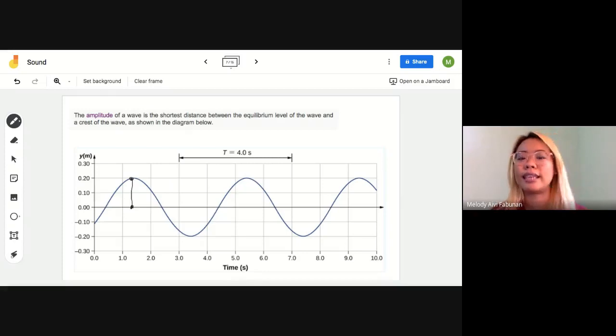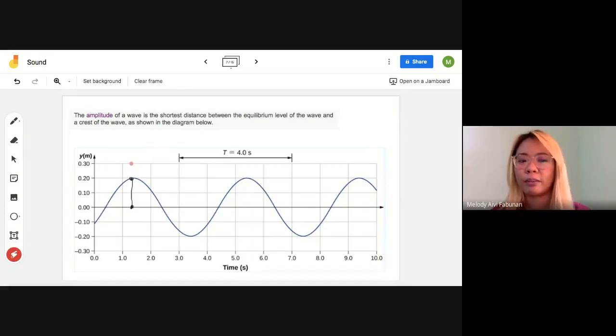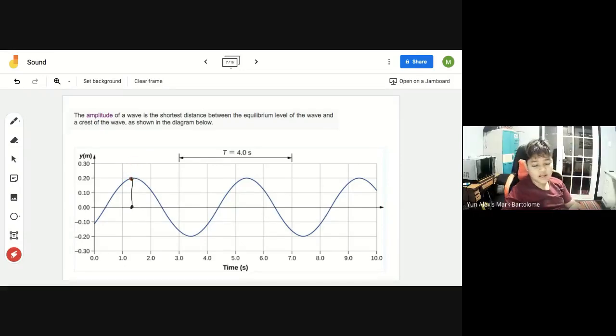So in this example, can you tell me what is the amplitude of this sound wave? Anybody from the class? Yes, Kuya Yuri. Ma'am, 0.30. Kuya, it did not reach that, the crest only goes up to here. 0.20. Again?